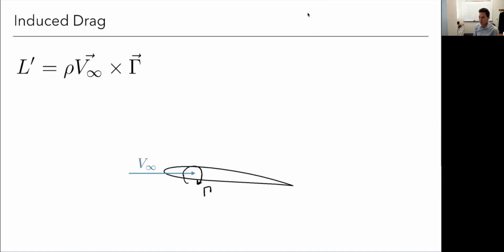So v cross gamma, I again use the right-hand rule. V is going this way, left to right. I turn my hand in the direction of gamma, right, which is into the page, and then my thumb points in the direction of the resultant force, which is going to be up. Okay, so this is my lift force. And remember that we said by definition that lift is perpendicular to v infinity. This is another way to say that in a formula sense, right? Because of the cross product, it will always be perpendicular to v infinity.